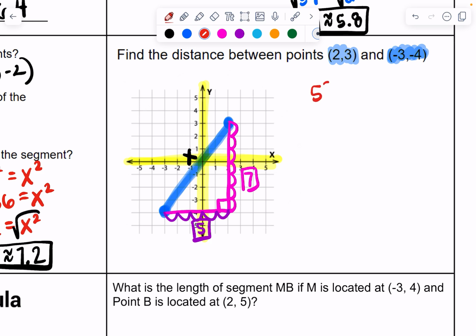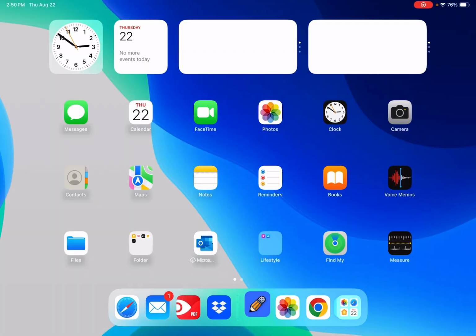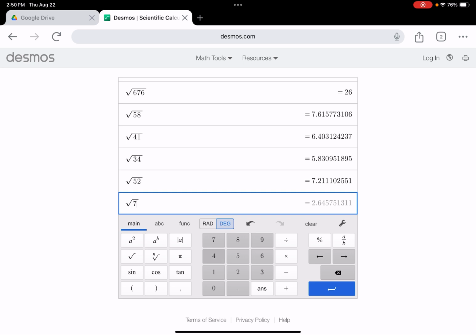So we have 5 squared plus 7 squared equals x squared. 5 squared is 25. 7 squared is 49. And when we add 25 plus 49, we get 74 equals x squared. And the opposite of squaring something is to take the square root. So we get x is approximately, and then we're going to type this in our calculator. It's approximately 8.6.